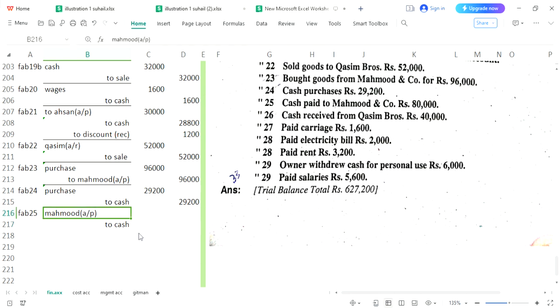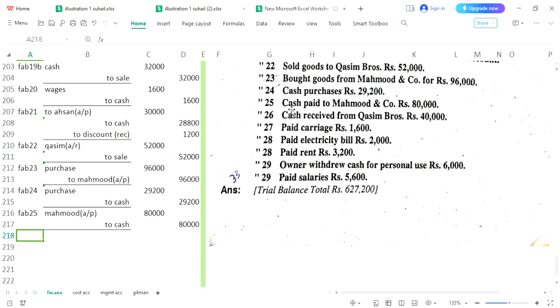Mahmood account payable to cash is our journal entry for February 25th. How much amount had we paid to Mahmood? That is 80,000. So put 80,000 on the debit side and the same amount you are going to put on your credit side as well. Okay, the entry is completed. It's time to mark it as completed by putting a closing line after that. February 25th entry is completed.